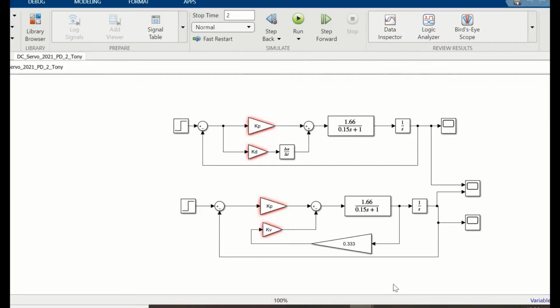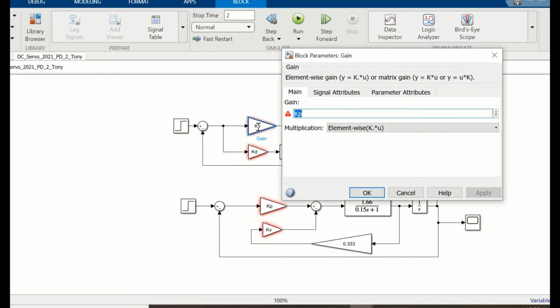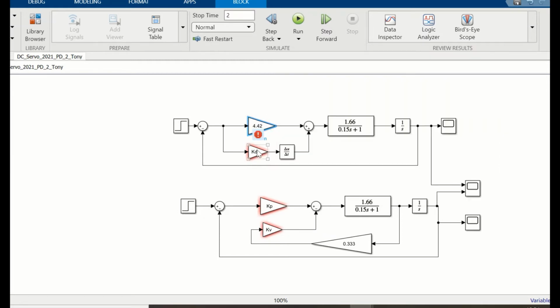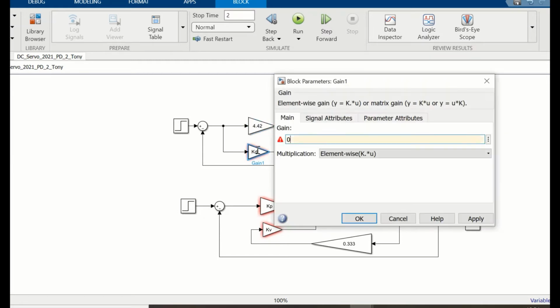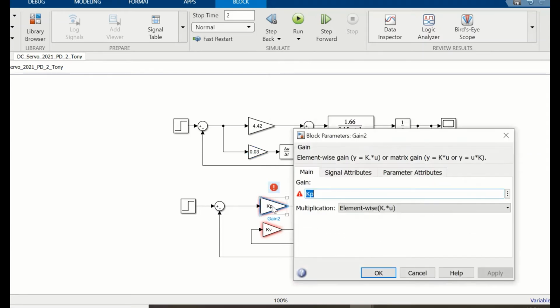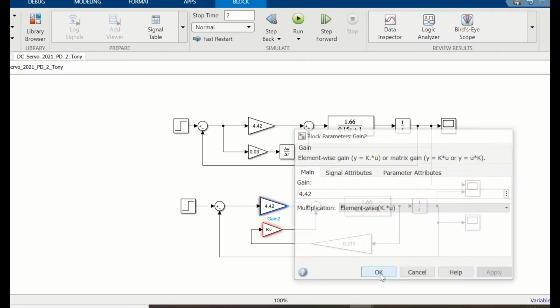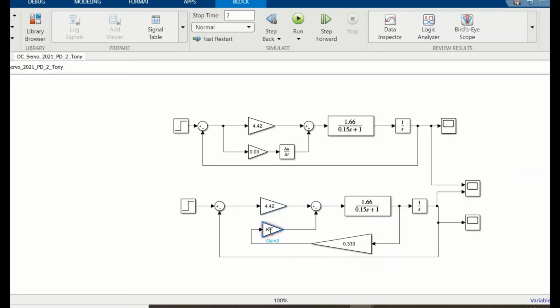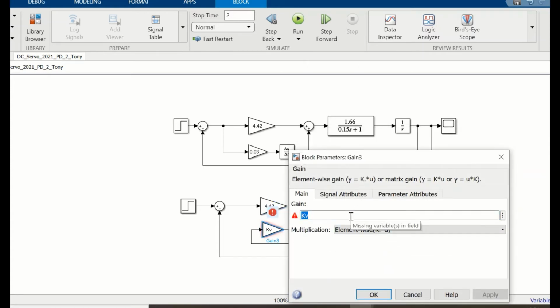So here's my Simulink simulation now. So I go for KP, click on that one. That's going to be 4.42. My KD is going to be 0.03. And I'm going to have to change KP here as well. So this is going to be 4.42. Fortunately, in all my simulations, KP is always 4.42, so that means I'm not going to change too many things. And this one is going to be 0.09.